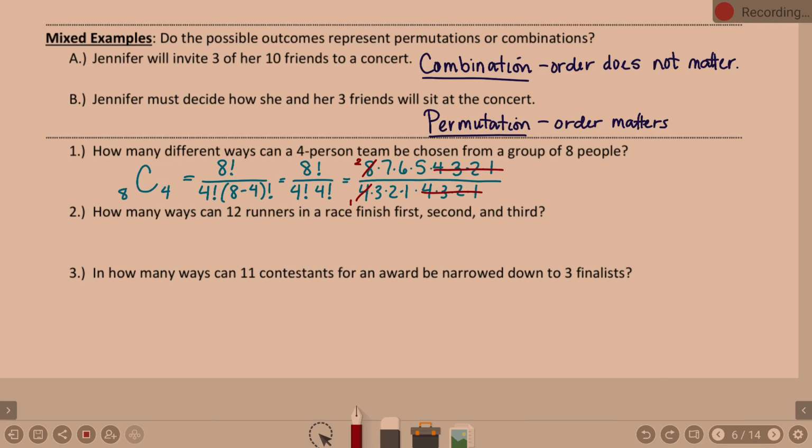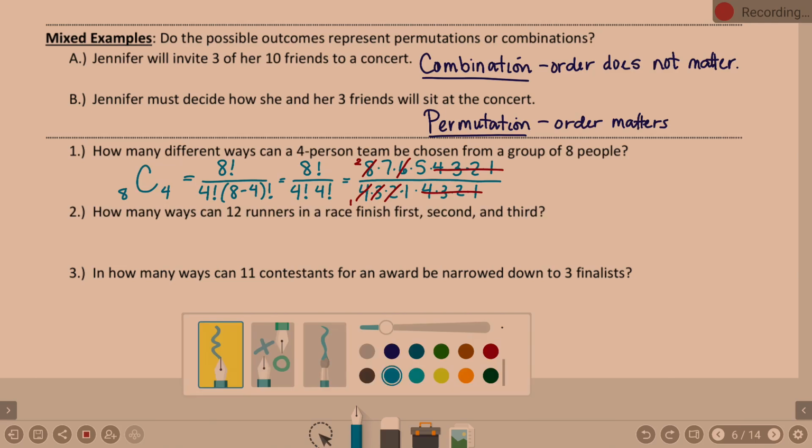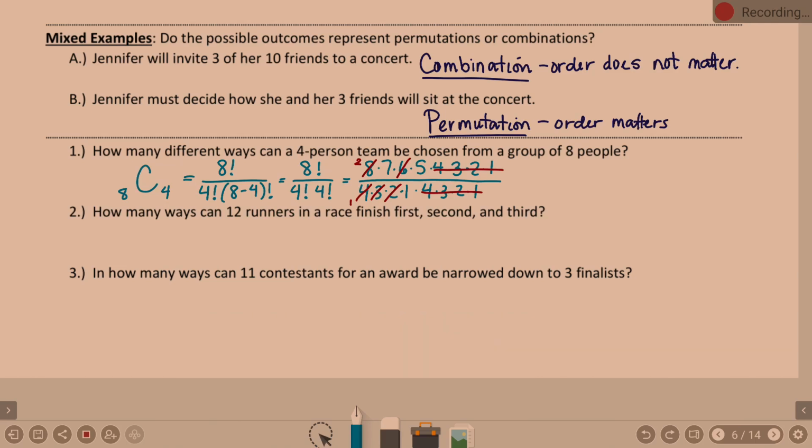You said 3 and 6. How about I go another step farther? 3 times 2 is 6. Could we just get rid of it that way? The bottom's done. So 2 times 7 times 5. 2 times 5 is 10. 10 times 7 is 70. So there are 70 different ways there.